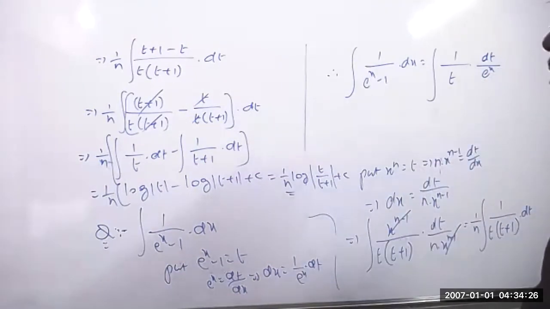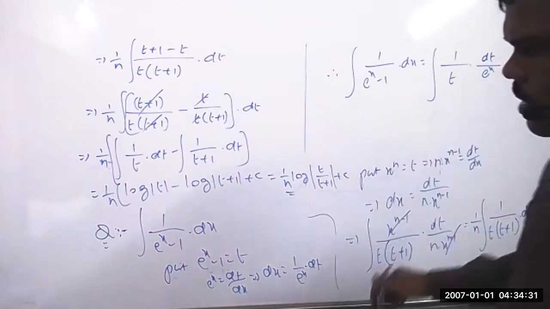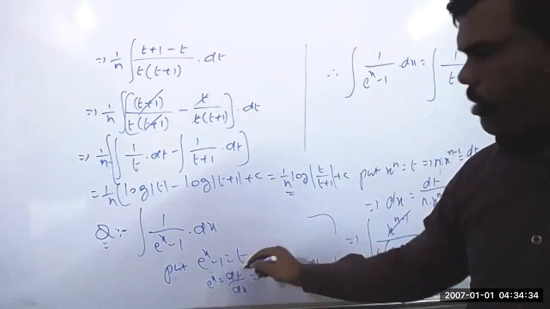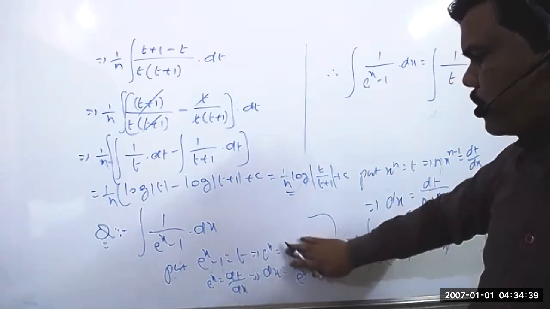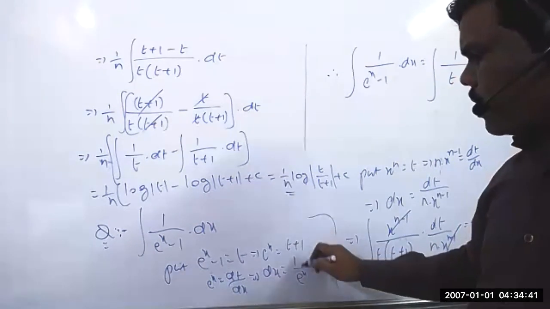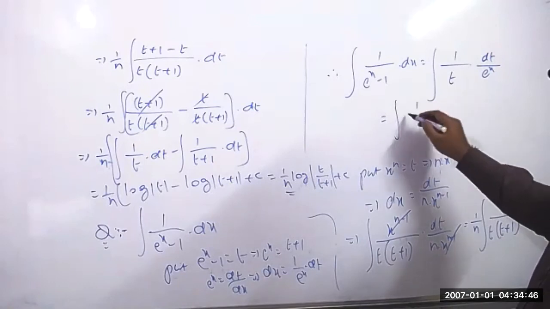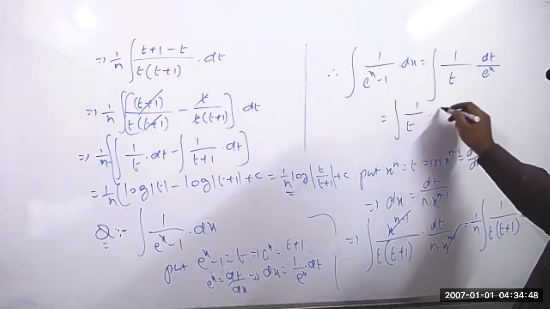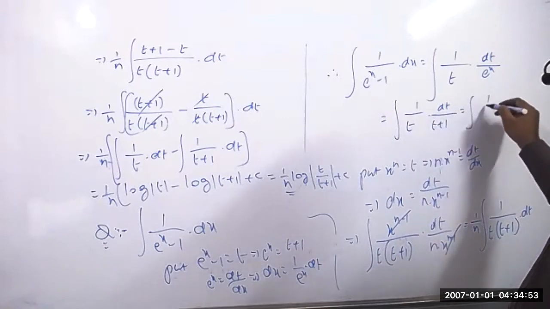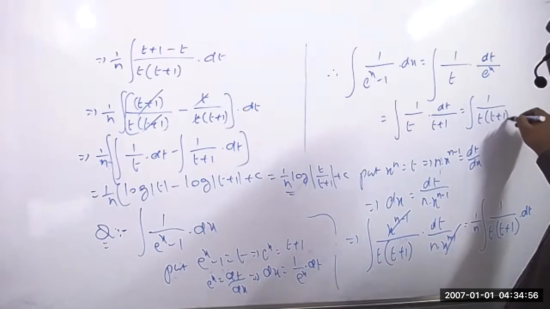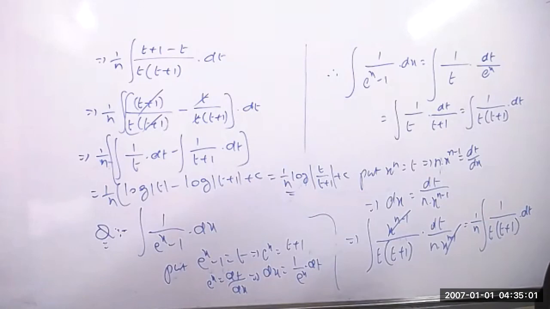But again we still got e power x. We already took the substitution e power x minus 1 equal to t. That implies e power x equals t plus 1. Substitute in there. So the integration of 1 by t into dt by t plus 1. Clearly you can write 1 by t into t plus 1 into dt. So now we got the previous thing again.